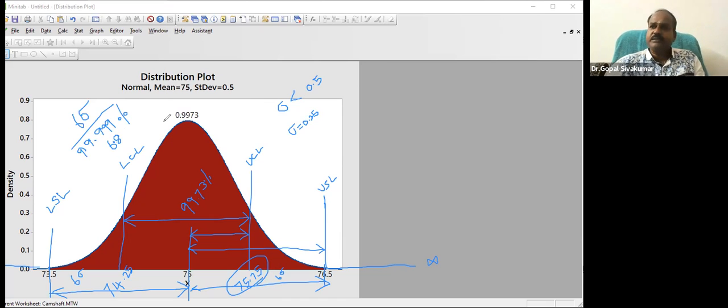Why 6.8 pieces? Rejection can happen on both sides. Length more than 76.5, rejected. Length less than 73.5, rejected.